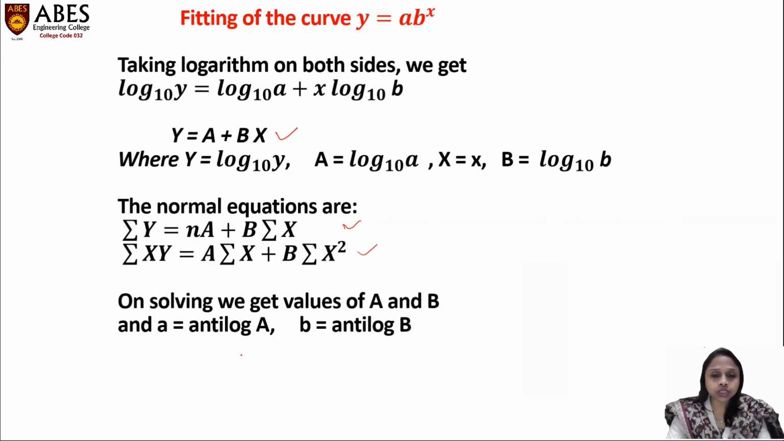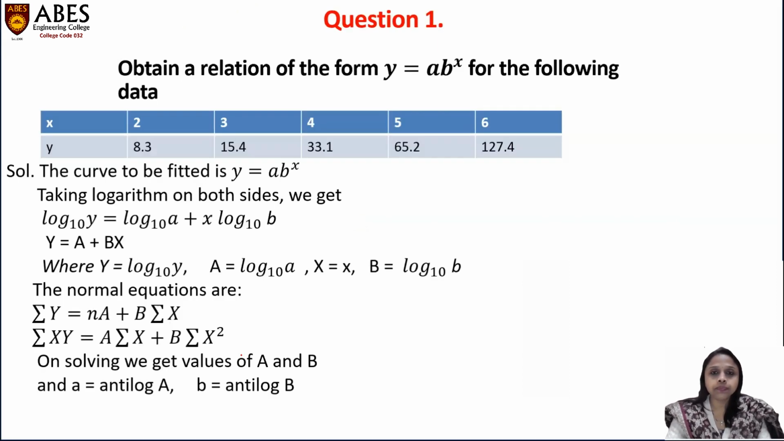Now we will consider some questions to make this concept clear. Here is the first question. Obtain a relation of the form y equal to a b to the power x for the following data. The data is provided for x taking values 2, 3, 4, 5, 6, and I have the corresponding values of y. We need to fit this data to the curve y equal to a b to the power x. As we have discussed, we will take log on both sides so that log y equals log a plus x log b, and we get the equation of a straight line in this form.